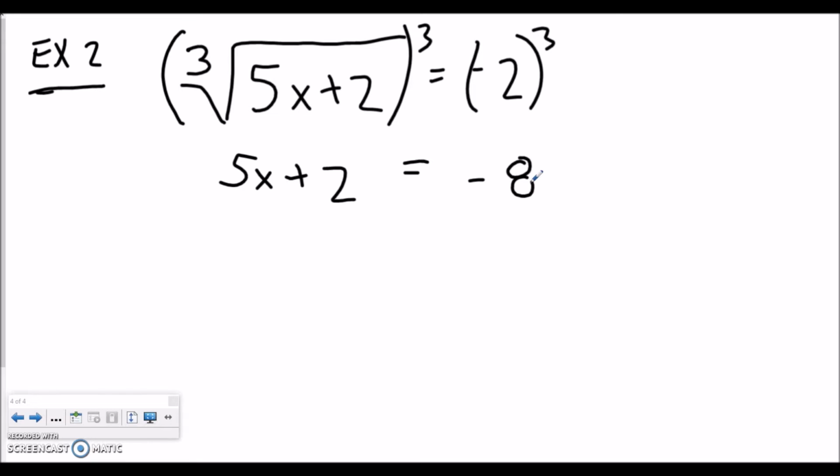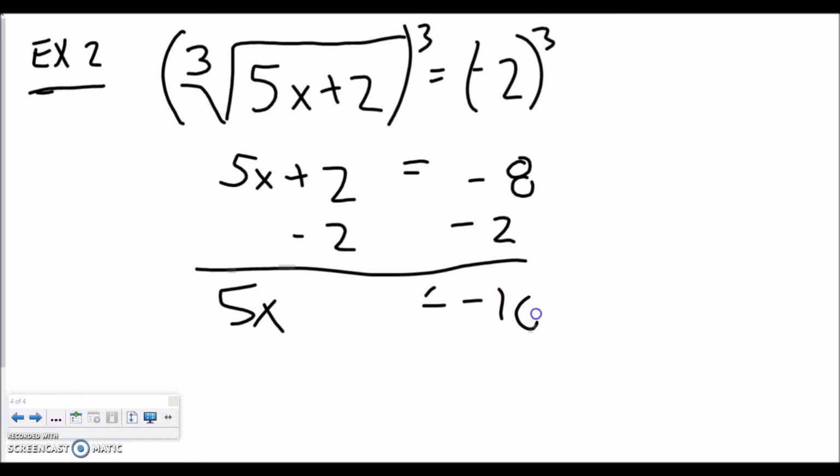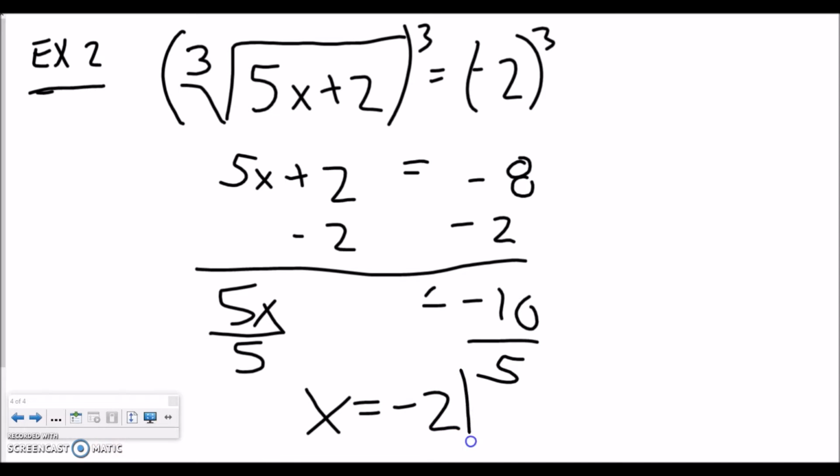This looks like a simple Algebra 1 problem now. Subtract 2 from both sides. 5x equals negative 10. Divide by 5. Excuse me, that's a positive 5. And x equals negative 2. And again, we have our answer, x equals negative 2.